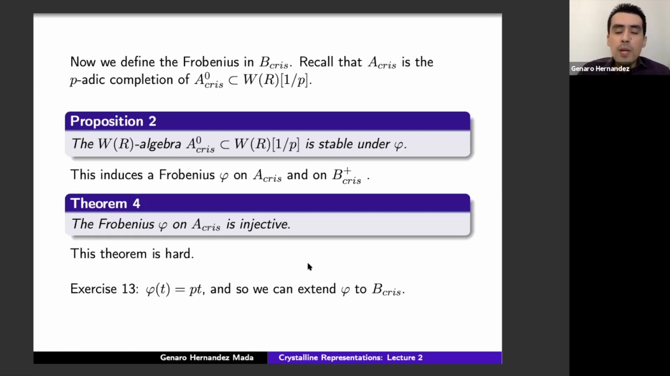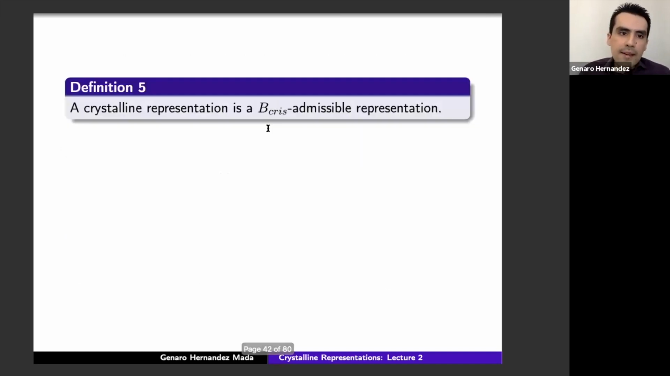So now we have Frobenius on all of B Cris. Originally we had it here, right? So this proposition tells me that I can induce Frobenius here, and so we can induce it here, and this exercise tells me that I can induce it here. So this is all very nice because we have the Frobenius in B Cris that is induced by the original Frobenius here, which was really the problem in B dR, that we couldn't extend the Frobenius to all the ring. So at least for B Cris we can.